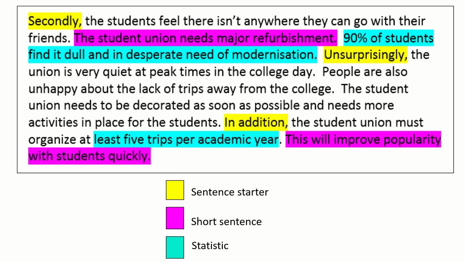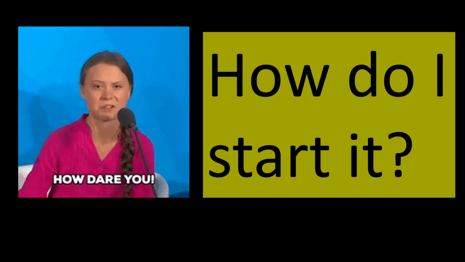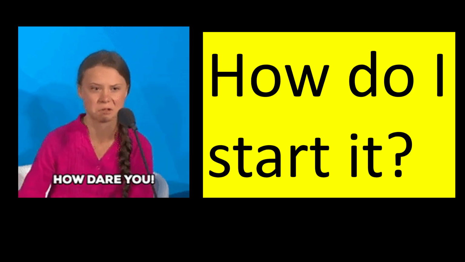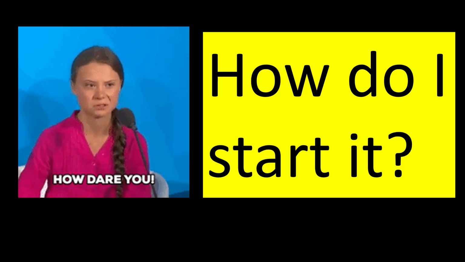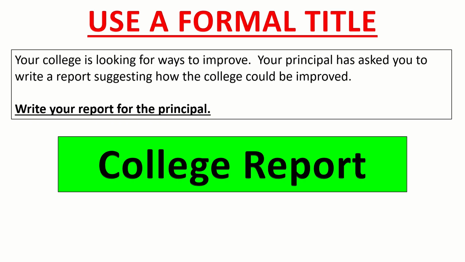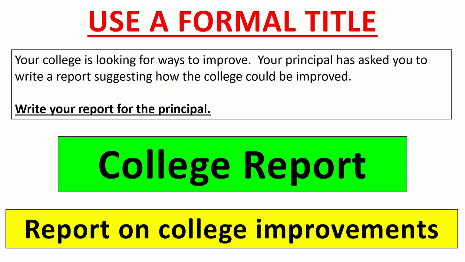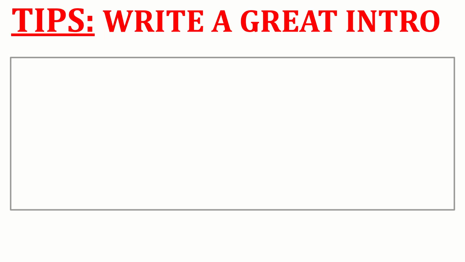So again, statistics are a really good thing to get into a formal report. And how do I start it? A lot of people struggle to get going. Once they get going, they're fine. But what are you going to do in your intro? First of all, you need a title. Like I said earlier in the video, you wouldn't want a catchy title. You can even just call it Report, College Report, Report on College Improvements.